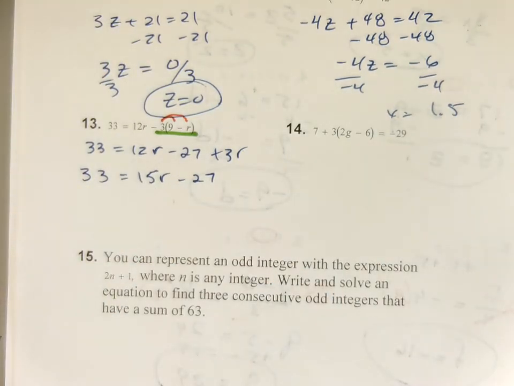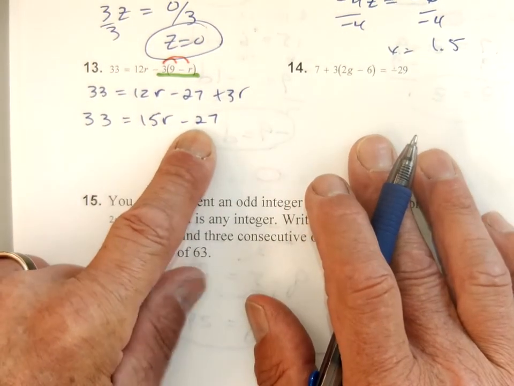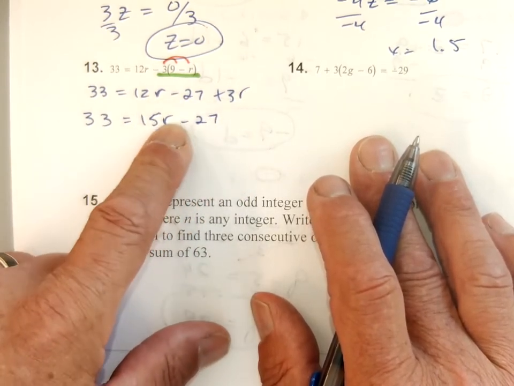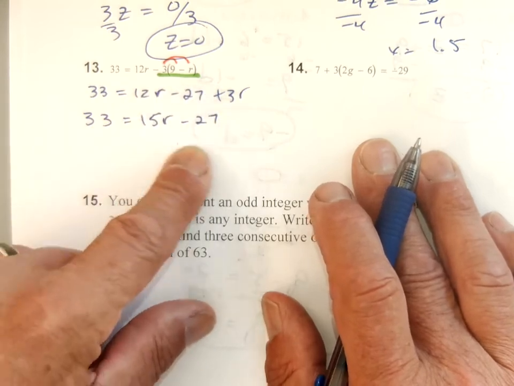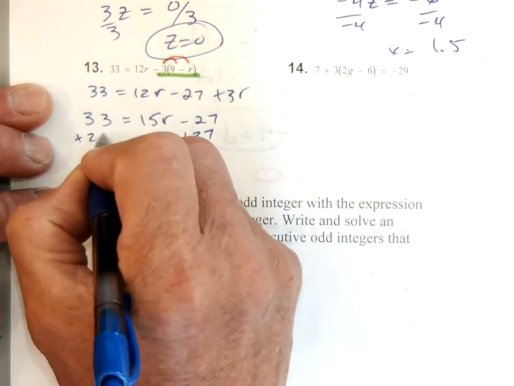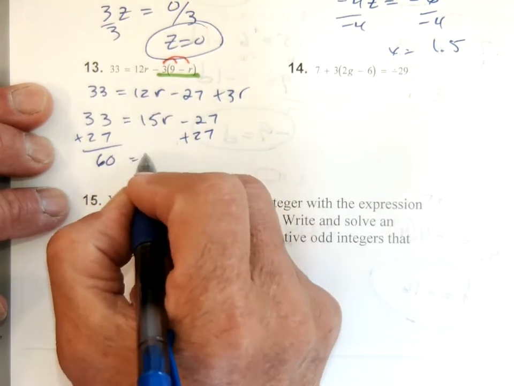These are a little bit more difficult, but we can do them. We're smart enough to do this. Okay, now, even though r is on this side, that's okay. I'm going to get rid of the 27, right? R is on this side, that's fine. I just need to get rid of all the numbers around the variable. So I'm going to go plus 27, and I get 60 equals 15r.